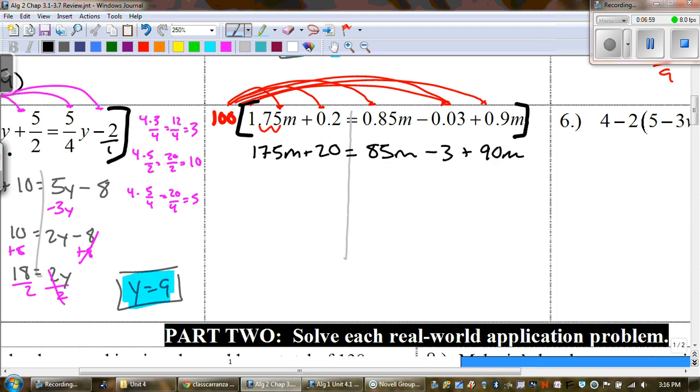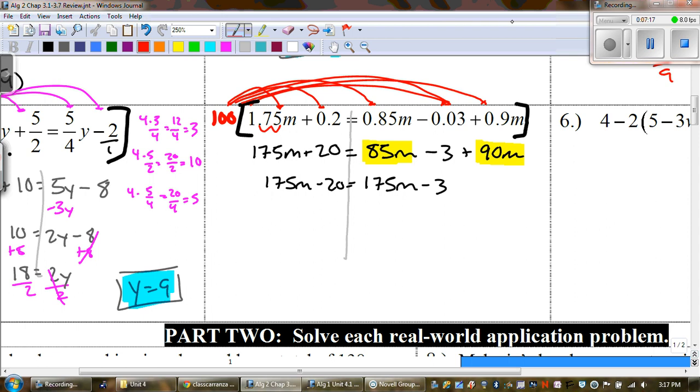Okay, so now that we've done that, we need to see if we can combine like terms. And if we look on the right side, there are 2 things that we can combine. So we have 175m minus 20. 85 plus 90 is 175.